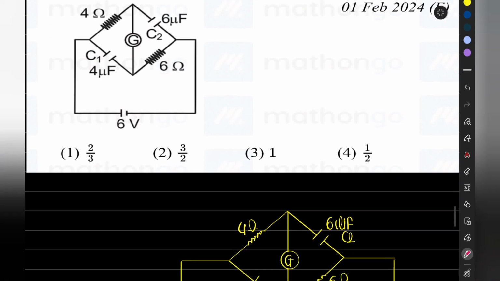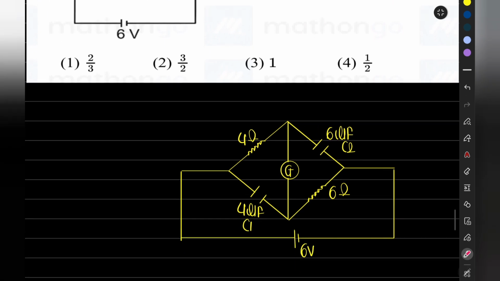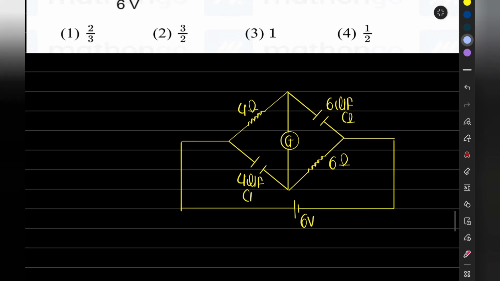So the diagram I have redrawn once again, as you can see here. The reason I have drawn the diagram once again is so that I can explain which concepts we are going to use here. Here you can see that we have a 6 volt battery. So at this point also we will have 6 volt, and at this point we will have 0 volt.